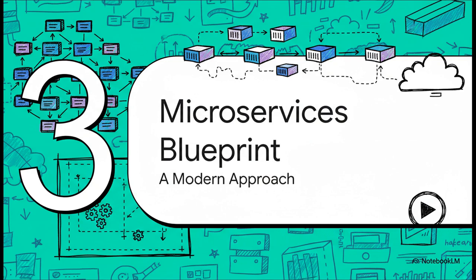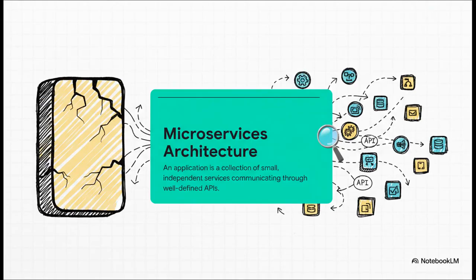So, okay, if the monolith is the old way, what's the new way? What's the future? Well, let's talk about the modern blueprint that was designed to solve all these problems we just talked about. Let's talk about microservices. Microservices architecture. It just completely flips the script. Instead of one giant application, you've got a whole bunch of small, independent services. Each one is a specialist.